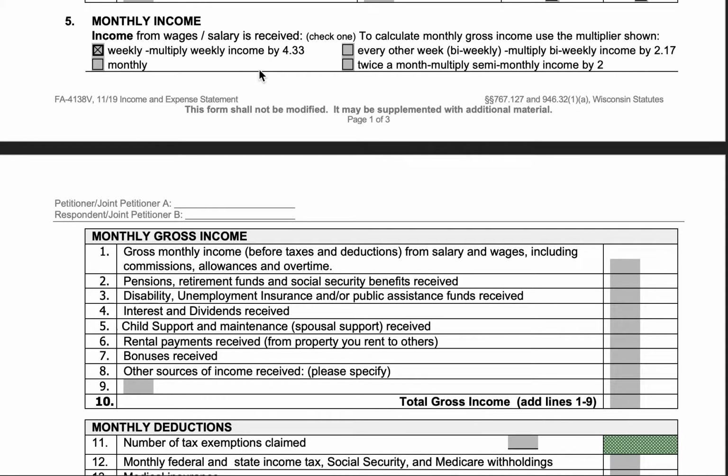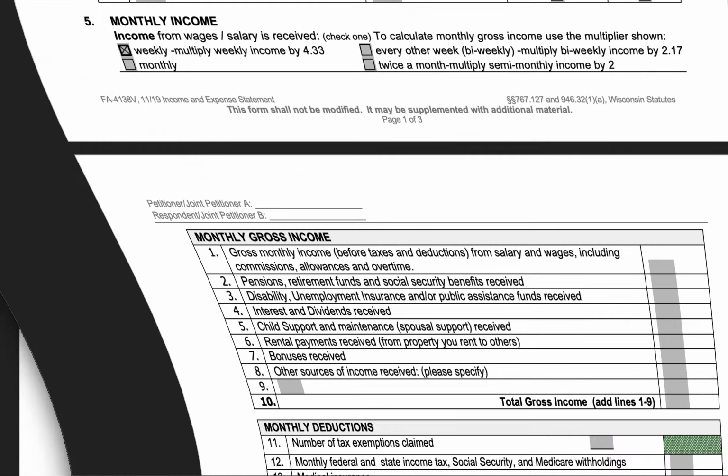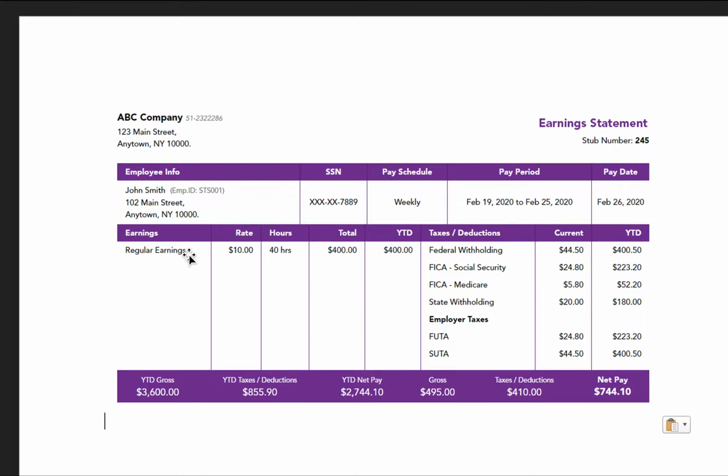So anyway, as I said, I think most of you guys will know how frequently you're paid, but go ahead and click that box and then just make note of the number beside it because we will be using that number some. So this first box under the monthly gross income wants to know all of your income from a job. So from wages, from salary, from commissions, from overtime, all that kind of stuff. You can find that on a pay stub pretty easily.